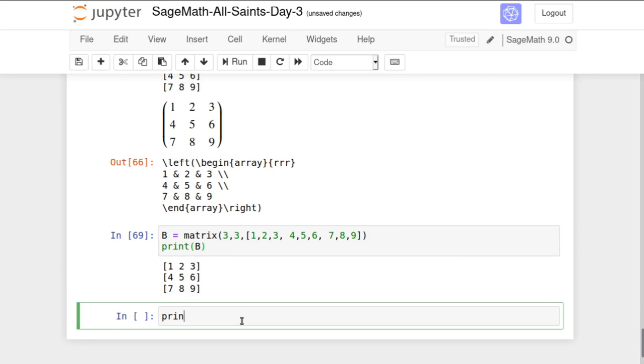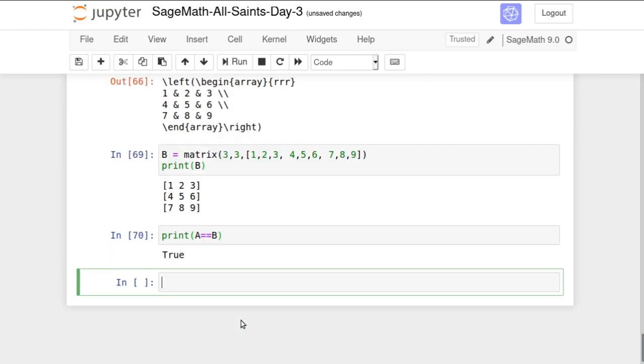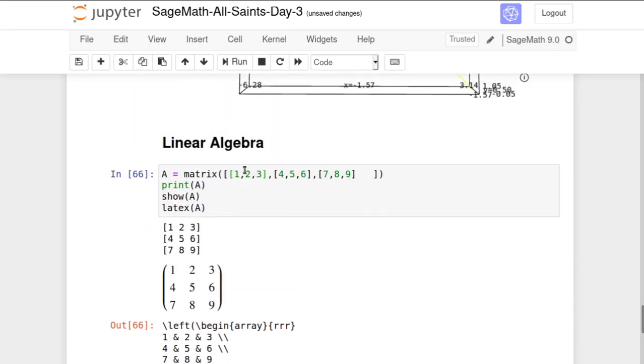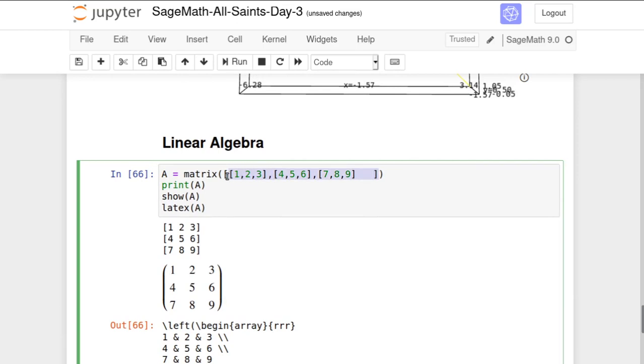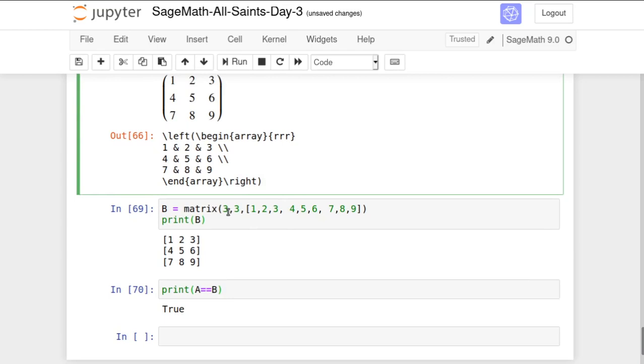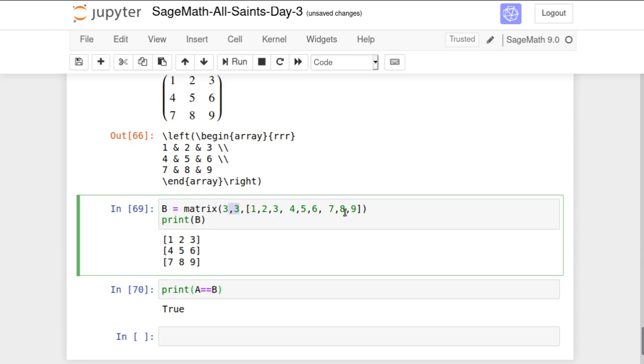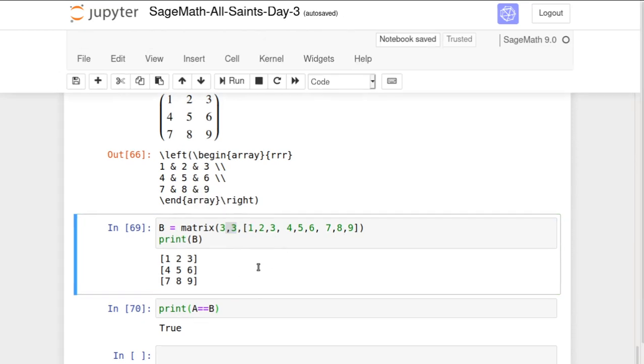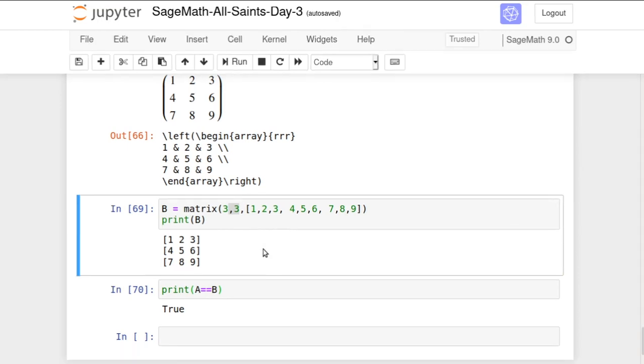And if you ask whether the two matrices you defined are the same, A equal to B, the answer is yes. So you can define matrices in two ways. One way is to just enclose the rows in square brackets and put everything inside another pair of square brackets. And the other way is to just specify the dimension, just like an m by n matrix, m, n, and then enclose everything inside one single list. These are the two ways of defining a matrix.